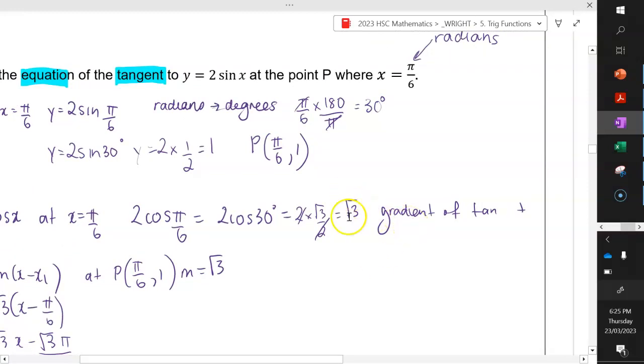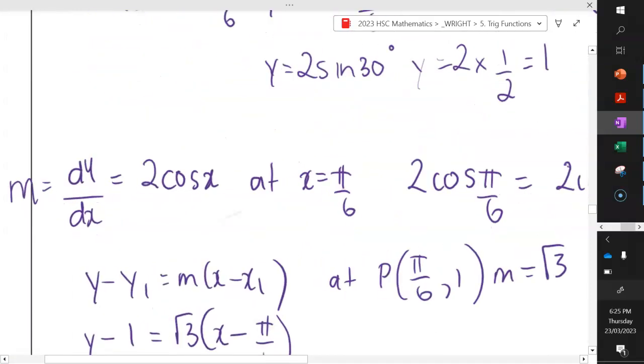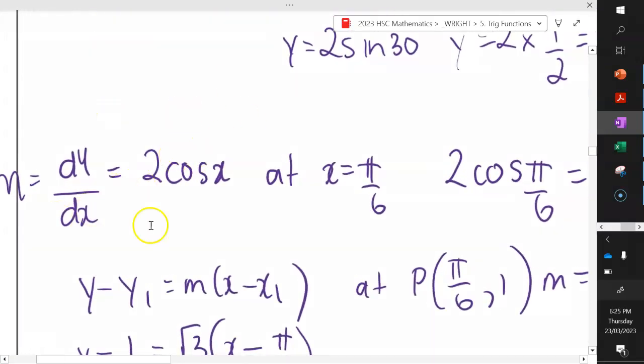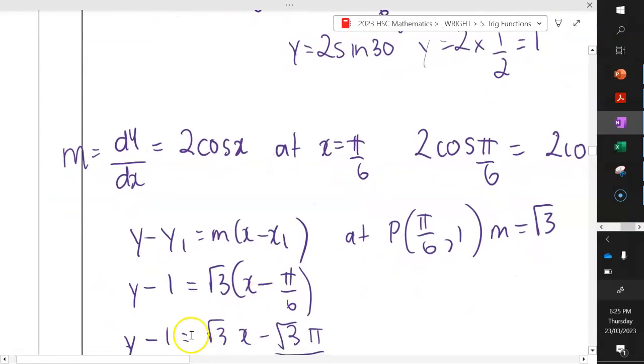So we now have our gradient and our point, and we can pop that in the gradient point formula, which is y minus y1 is equal to m times x minus x1. When we pop those values in, what we end up with is y minus 1. There's our 1, it's our y value, is equal to our m, which was root 3, x minus pi over 6.